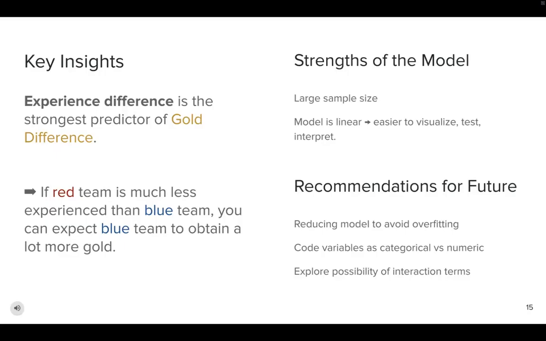The most important predictor in our model is the experience difference. It means that you can expect the red team has significantly less gold if they have less experience. Since our model has only a linear relationship, it will be easier to interpret compared to those with high power terms.